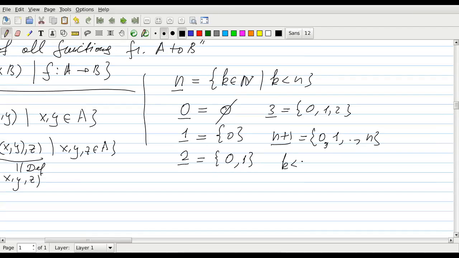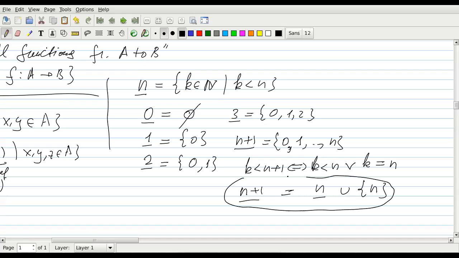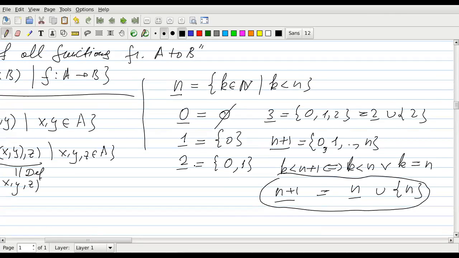Yes. By the way, k is less than n plus 1 if and only if k is either less than n or equal to it. So this set is just the union of n underlined and the singleton of n. Is it clear? Yes. So, and now let's use these sets.